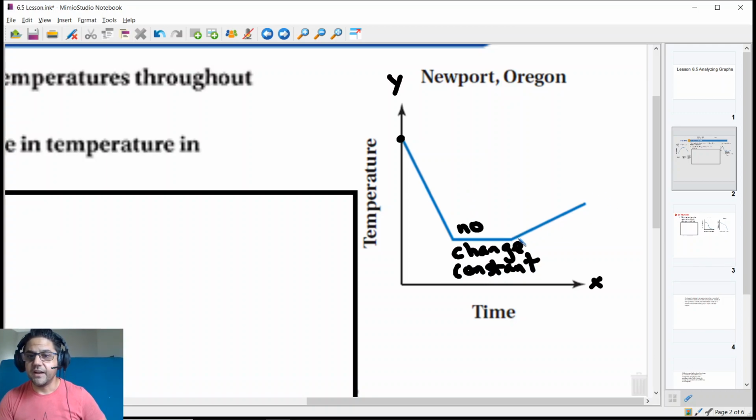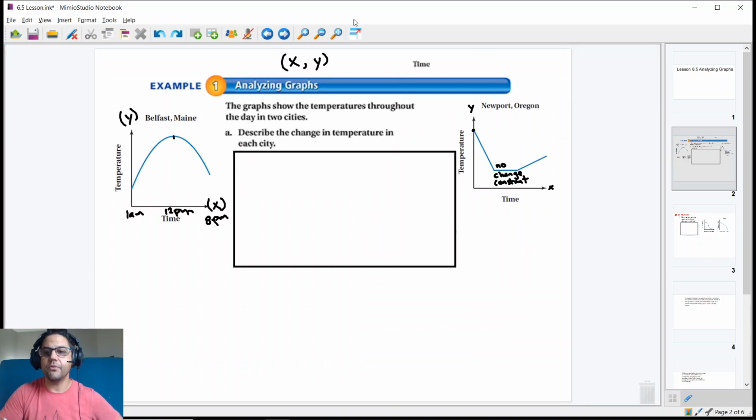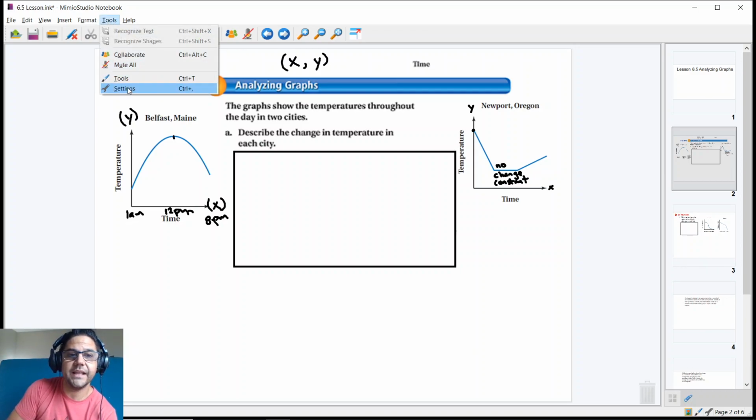And then if you notice here, it starts increasing. So it decreases pretty quickly or rapidly, then there's no change or constant, and then it starts to increase. So the temperature is going up, but it's not going up that quickly. If it was like this, that'd be a really quick change. But here, it's more of a gradual increase. So it's going uphill, but gradually. And it kind of goes back to our slopes, right? In Newport, Oregon, the temperature decreases, so that looks like it's going downhill. That's that negative slope. Then it stays the same, constant, and then it becomes increasing just a little bit.